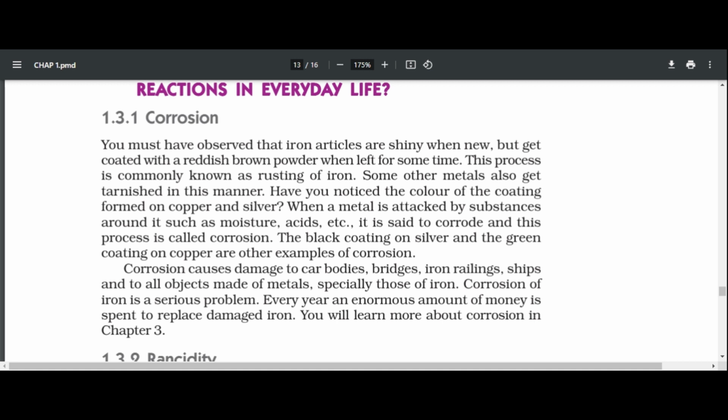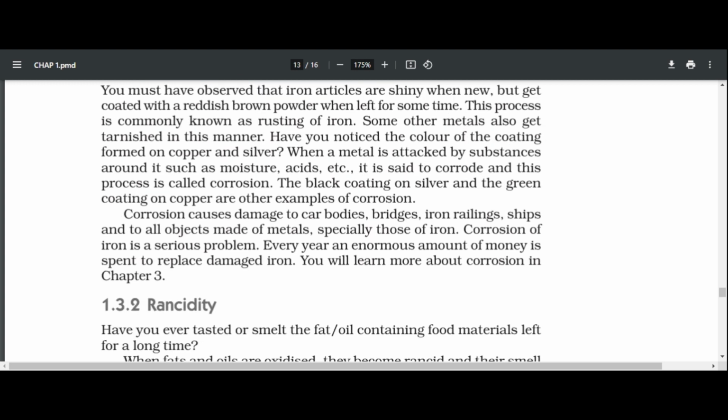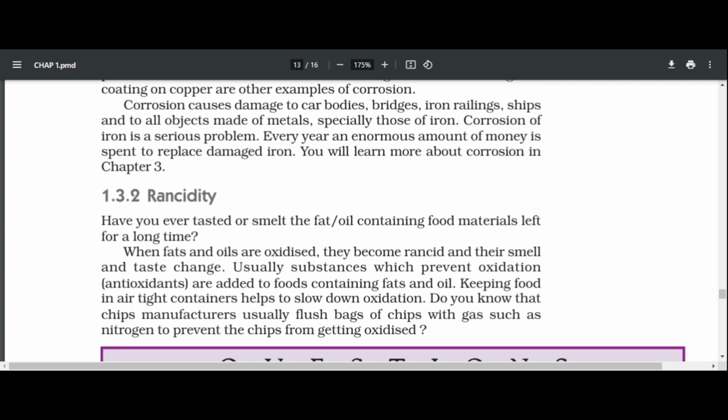When a metal is attacked by substances around it, such as moisture, acids, etc., it is said to corrode, and this process is called corrosion. The black coating on silver and green coating on copper are other examples of corrosion. Corrosion causes damage to car bodies, bridges, iron railings, ships, and to all objects made of metals, especially those of iron. Corrosion of iron is a serious problem. Every year, an enormous amount of money is spent to replace damaged iron. You will learn more about corrosion in Chapter 3.